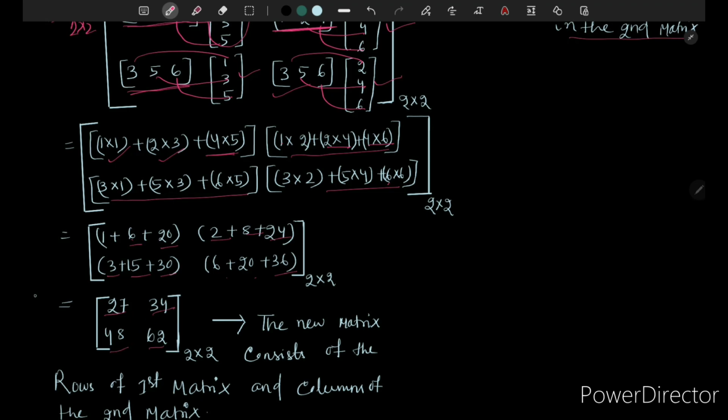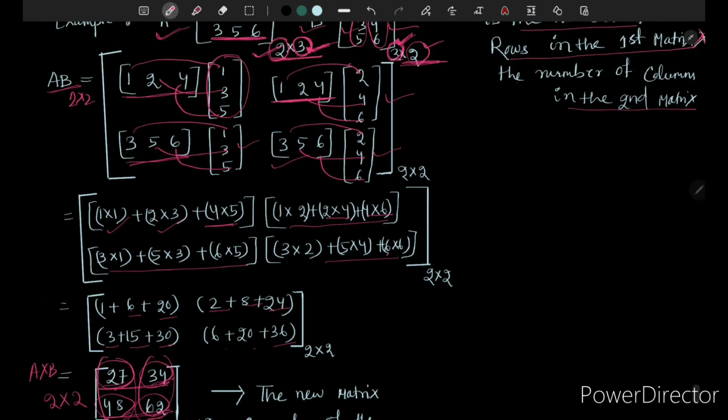So here this is the A cross B matrix, and we all can see here there are basically 4 entries in the new matrix. So we have 2 rows, okay, and 2 columns. So this is a 2 by 2 matrix. Okay, so A into B is a 2 by 2 matrix.